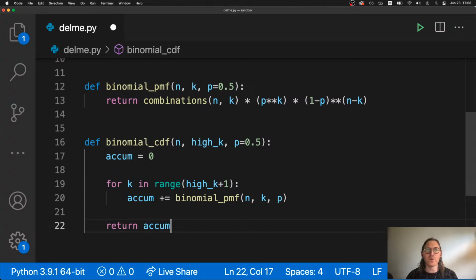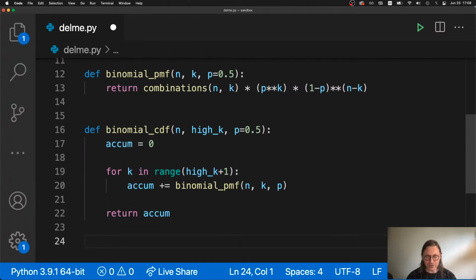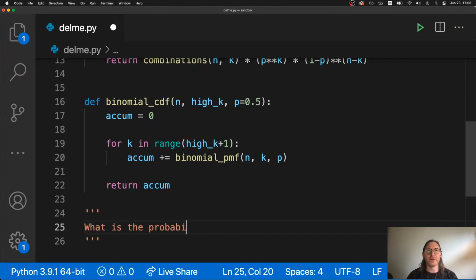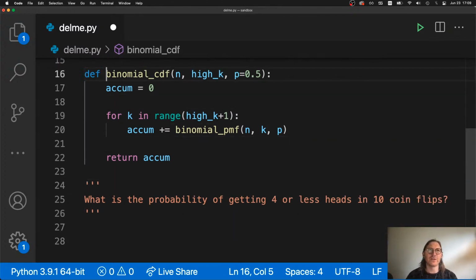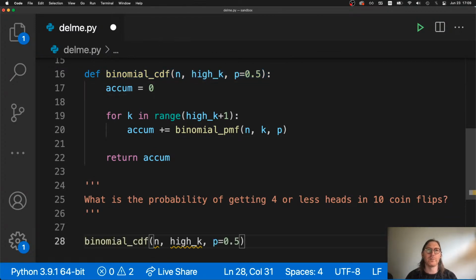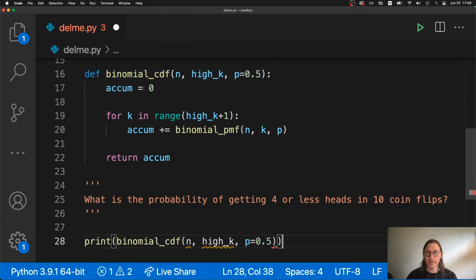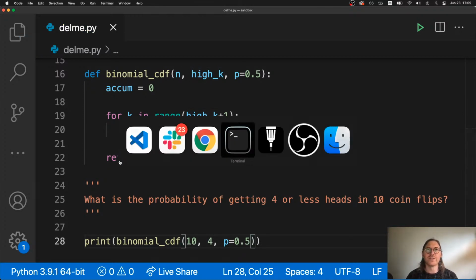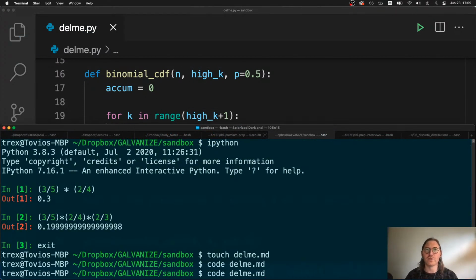And so if we do this, we can answer certain types of questions, right? We can answer the question, what is the probability of getting 4 or less heads in 10 coin flips? We can answer that very easily if we have this binomial CDF function. So this is n of 10, high k of 4, and we should see that probability. It should be a little bit less than 0.5.